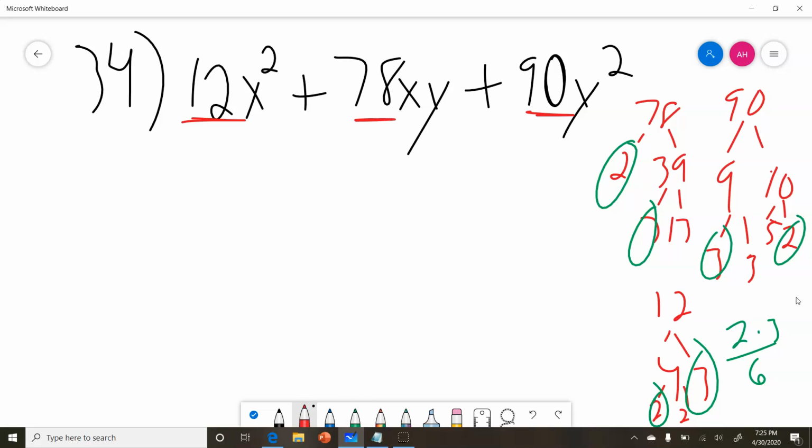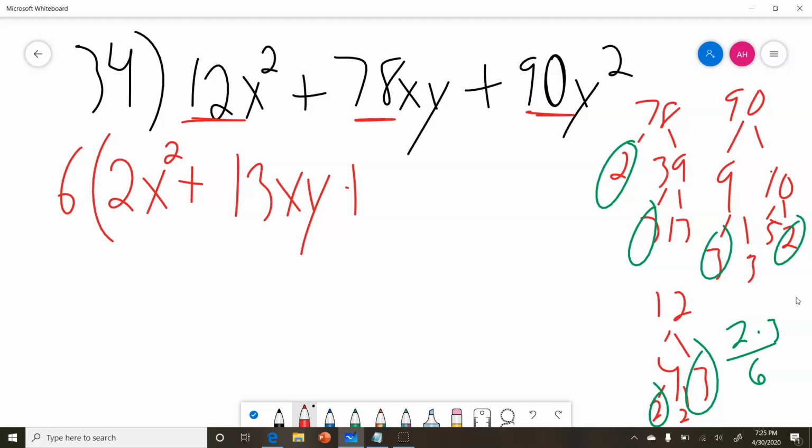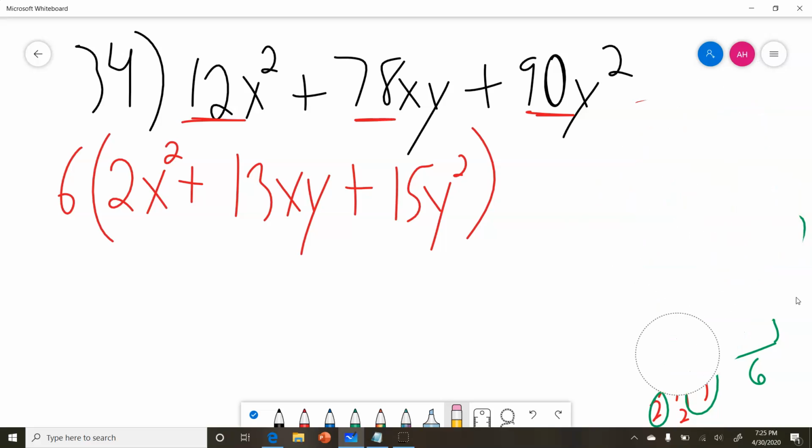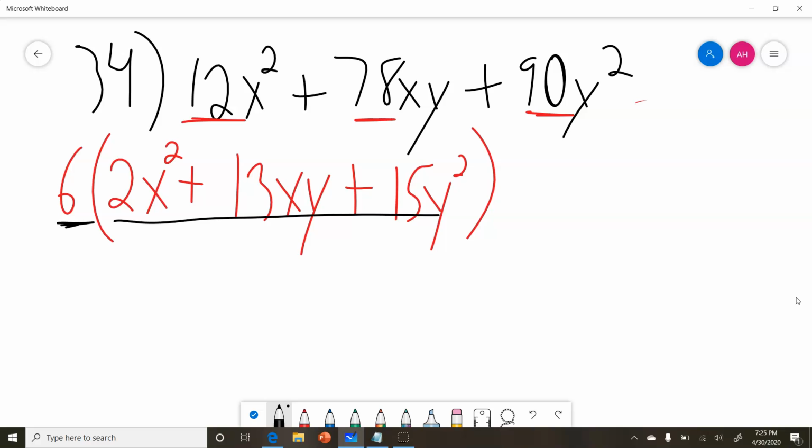So that means I can take out a 6 from all of these, and I'm going to get 2x squared plus, now I use my calculator, and I do 78 divided by 6, which should give you 13, yep, plus 13xy plus, and then I do 90 divided by 6, and I get a grand total of 15y squared. Okay, now I'm not done yet at this point, obviously, because I have this whole thing right here in the middle. Now, the 6 is fine sitting here, but I need to factor this monster right here.